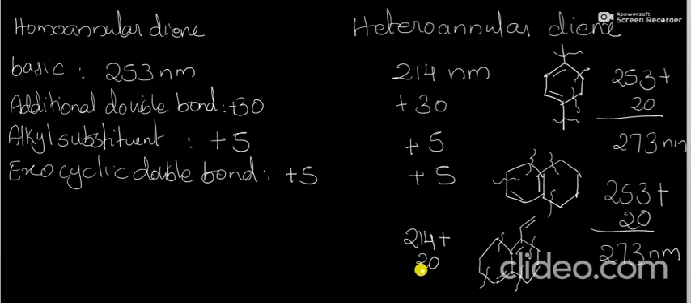So 2 into 5, that is plus 10 nanometer. Then another double bond, this is extent of conjugation, that is additional double bond. So plus 30 for one additional double bond. So plus 30. Then we get totally 274 nanometer.